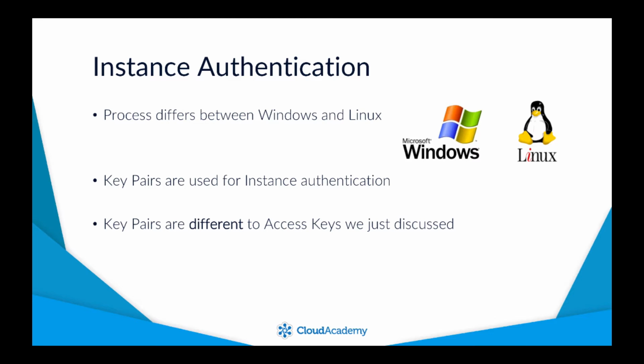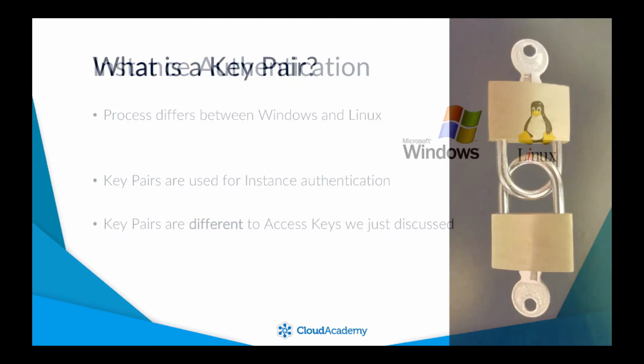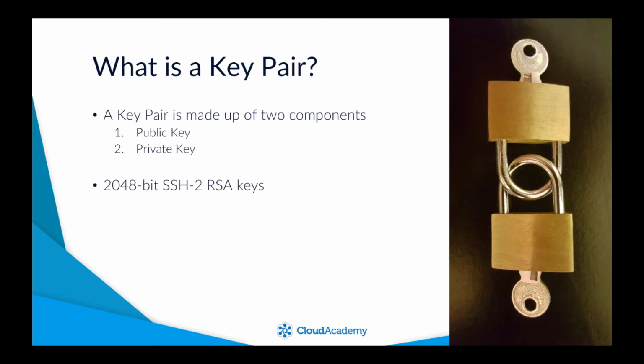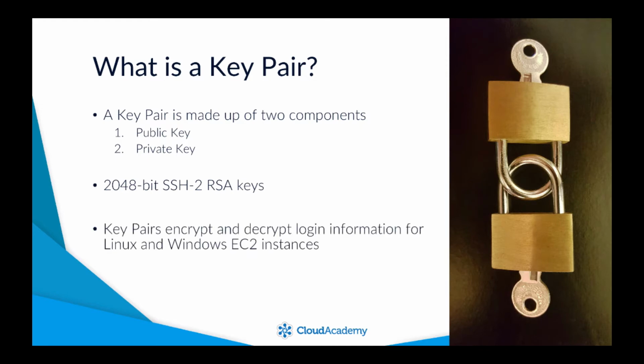When you create an EC2 instance, you are asked to select or create an EC2 key pair. So what is it and what does it do? A key pair, as the name implies, is made up of two components, a public key and a private key. These keys are 2048-bit SSH-2 RSA keys. The function of key pairs is to encrypt the login information for Linux and Windows EC2 instances, and then decrypt the same information, allowing you to authenticate onto the instance.